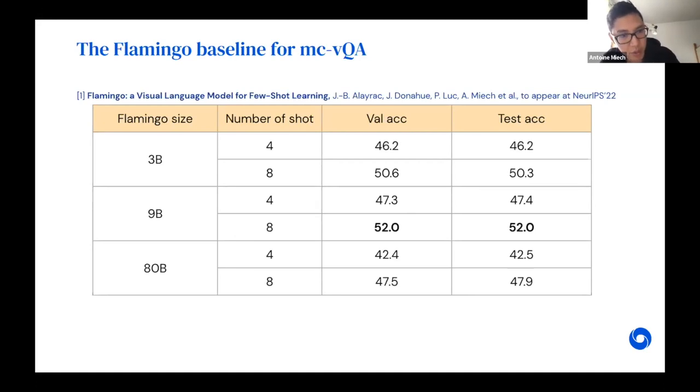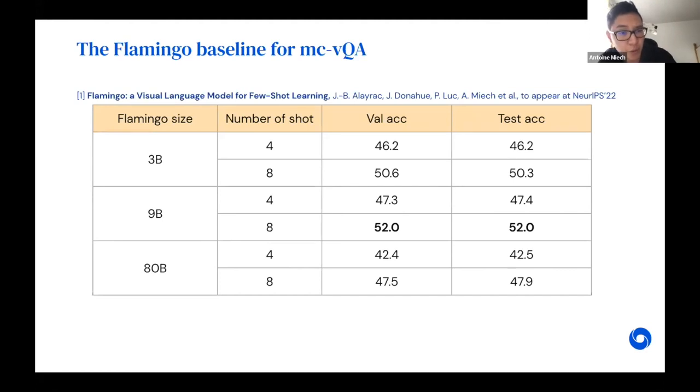But what was the most surprising for us is that the best result didn't come with the largest model, the 80B model, but instead with the 9B model. You can see the top results are actually with the 9B with 8 shots. And that's surprising because if you read the original Flamingo paper, the 80B language model is significantly better than the 9B.